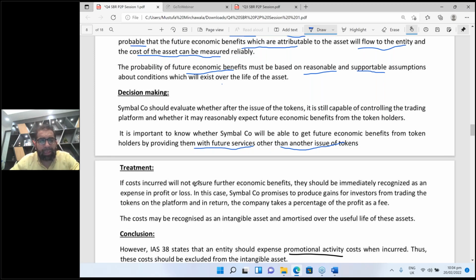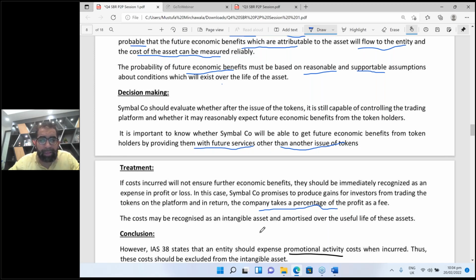If the cost incurred will not ensure future economic benefits, it should be immediately recognized as an expense in profit and loss. Yes, in this case, the symbol company promises to produce gains for investors from trading the tokens on the platform, and in return the company takes a percentage of the profits as a fee.